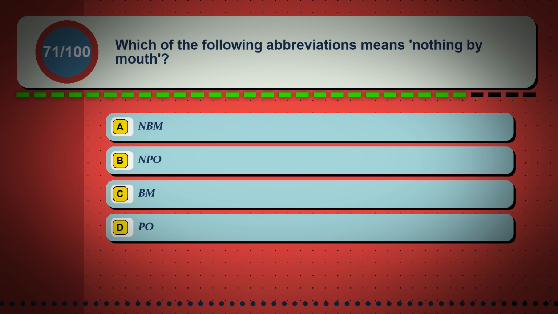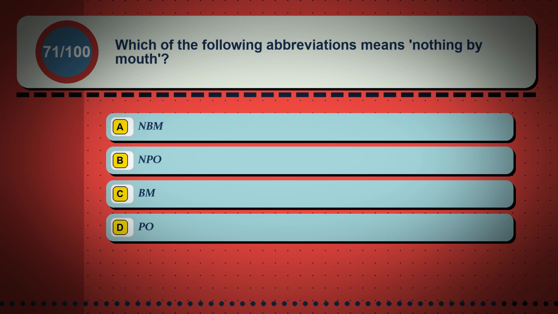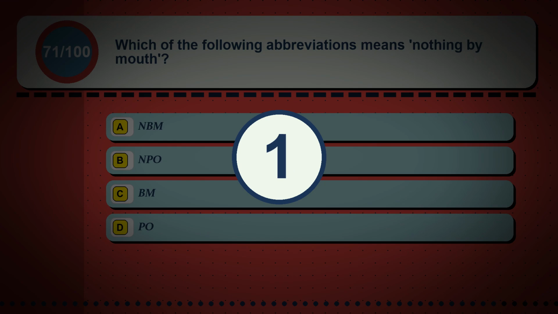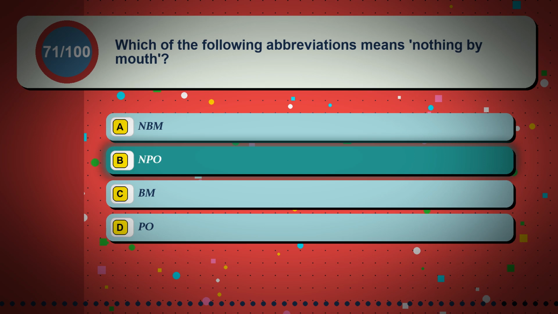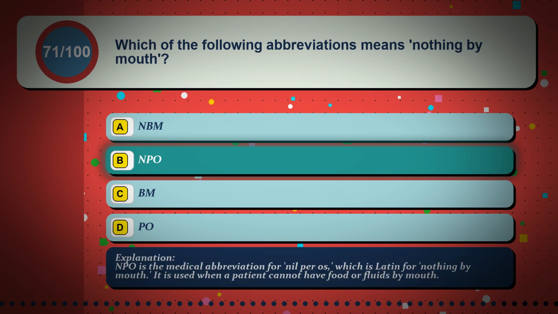Question 71. Which of the following abbreviations means nothing by mouth? Option A. NBM. Option B. NPO. Option C. BM. Option D. PA. The correct answer is option B. NPO. NPO is the medical abbreviation for nil per os, which is Latin for nothing by mouth. It is used when a patient cannot have food or fluids by mouth.